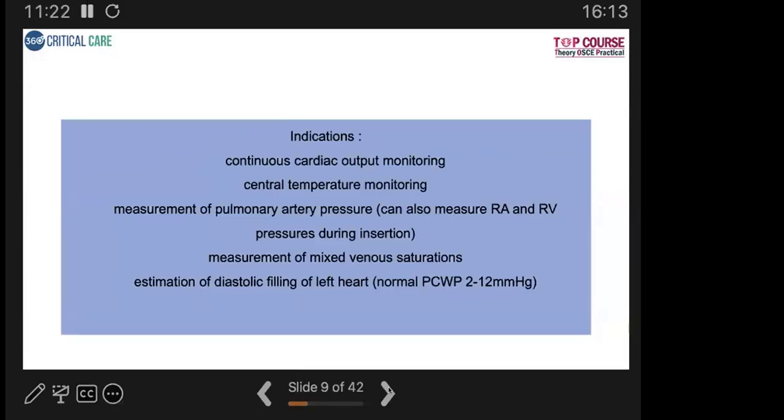You can also make it a continuous cardiac output monitor by inserting a tungsten filament, which can continuously sense the thermistor temperature changes and give us continuous cardiac output monitoring. It can also be used for central temperature monitoring. If you want to measure the pulmonary artery pressure, then PAC is one of the good methods. If you want to measure the mixed venous saturations for any protocolized hemodynamic management, then PAC can be used. And it can also be used for the estimation of diastolic filling of the left heart.